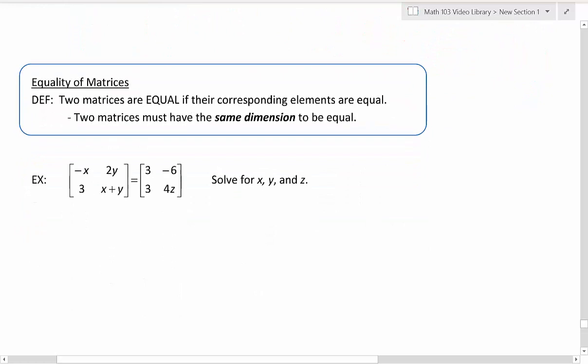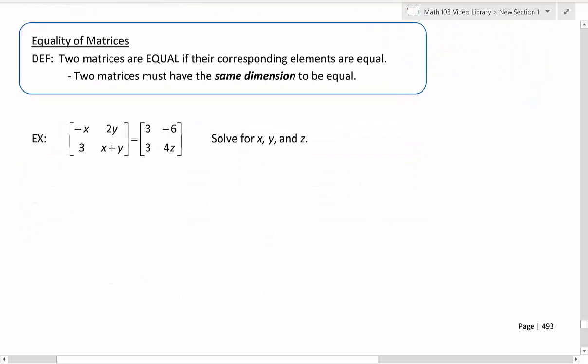The last operation we're going to look at in this video is the equality of two matrices. Two matrices are equal if their corresponding elements are also equal. That makes sense. If they're equal, well, then they're equal. Of course, two matrices have to be the same dimension as well to be equal. So here I have a matrix equation. I have one matrix equal to another matrix. We are going to solve for the variables within that matrix using the fact that corresponding elements are equal.